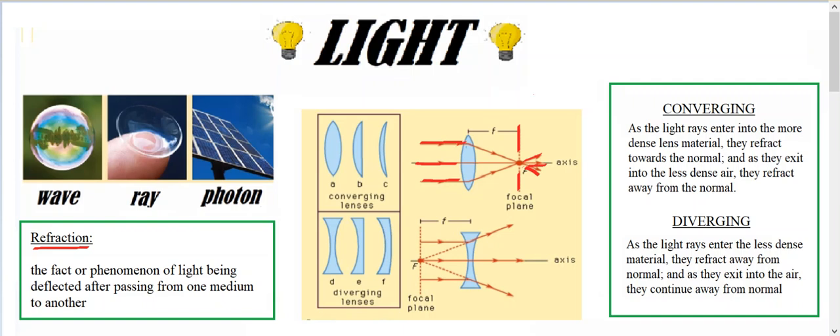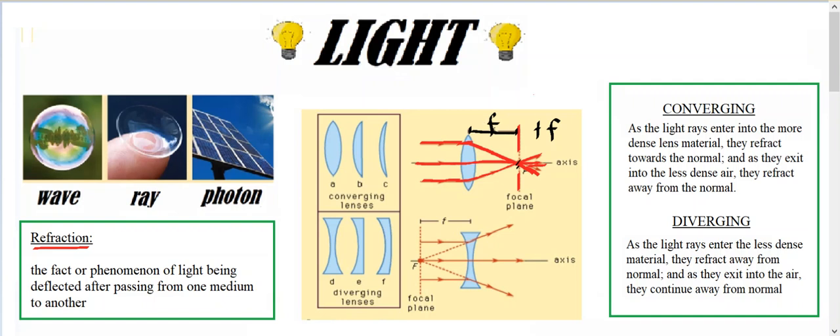Now, when these three rays come in and are converged, they all meet up at a focal point. A converging lens always has a positive focal point because it's always in front of the lens, and the distance is known as the focal length.